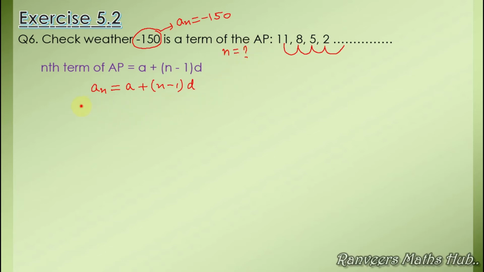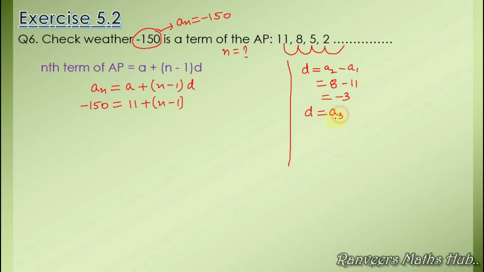So what I will do, the last term I will take as minus 150. Now the first term is 11, plus (n minus 1), and we require the value of d also. So first of all, what we will do, we will find the value of d here. Okay, so d is what, a2 minus a1. So what is a2? The second term of your sequence, so 8 minus 11, so the value of d is minus 3. Again we will cross check the value of d, that is the common difference, a3 minus a2, let's see.